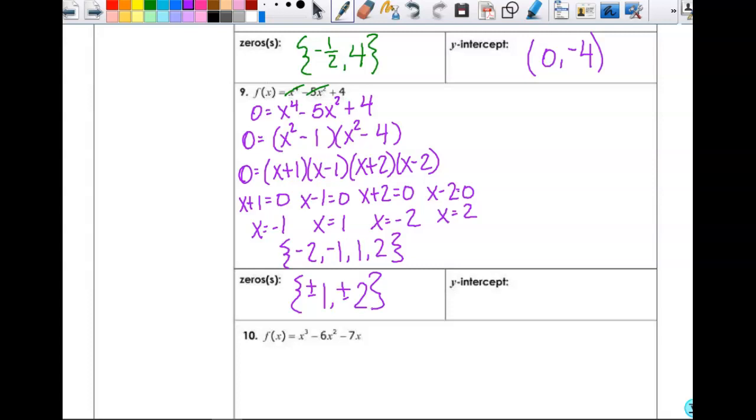All right, so then I have to find f of 0. Oh, sorry, I got ahead of myself there. 0 to the 4th minus 5 times 0 squared plus 4. So again, those do 0 out, so I just get f of 0 equals 4. So my y-intercept, parentheses, because this is an ordered pair, is 0, 4.